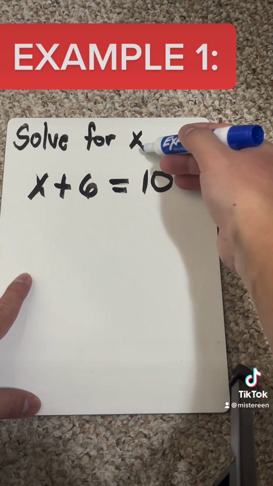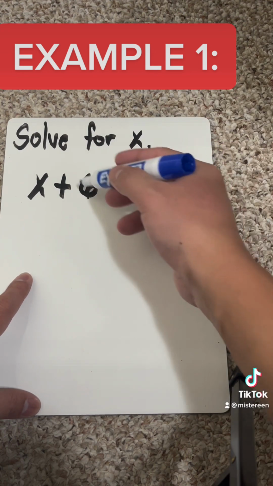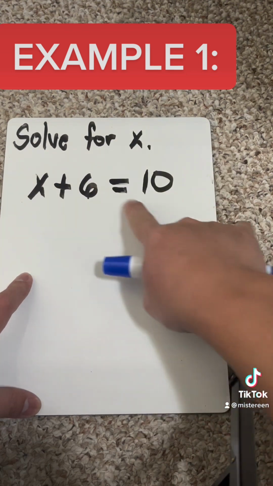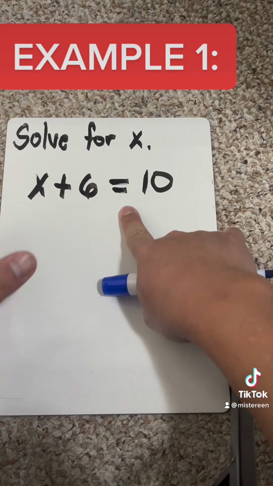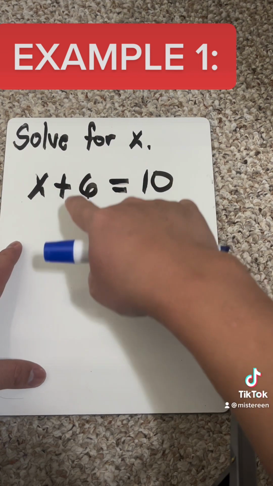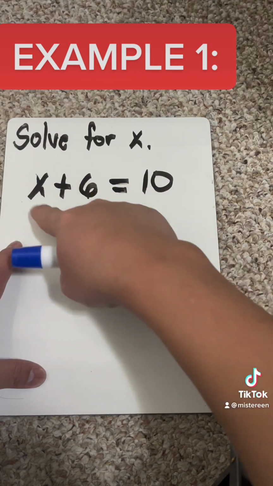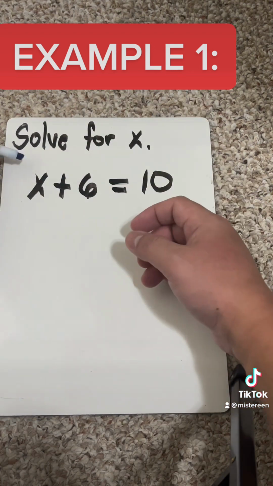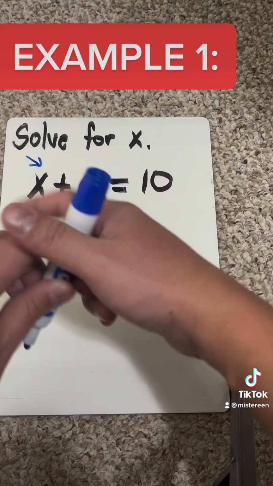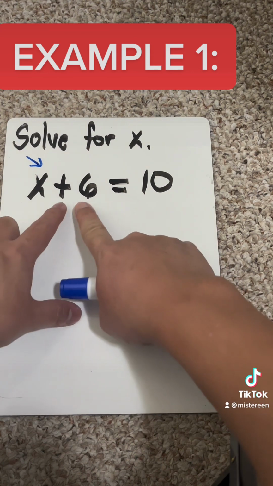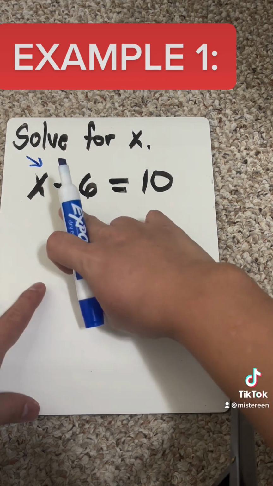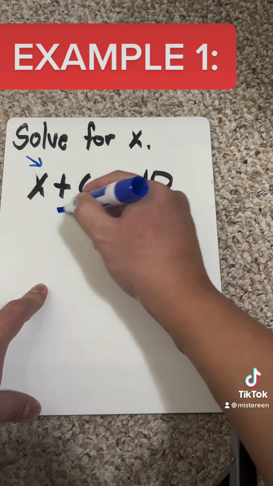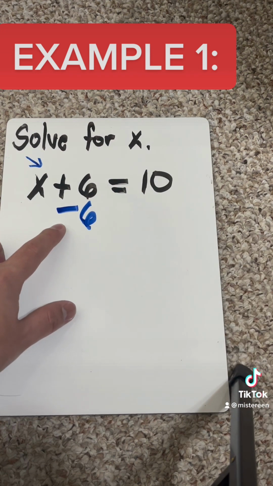If it says solve for x, it means that in one side of your equation, this is your equal, this is your left side, this is your right side, you should only have x in there. As I see here, my x is in the left side, so I only want my x in here. So I need to remove this plus 6. Remember, to undo an addition, we need to do a subtraction. So to remove the positive 6, I do minus 6. Just write minus 6 at the bottom.